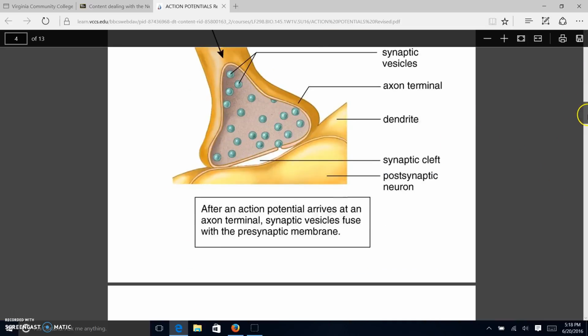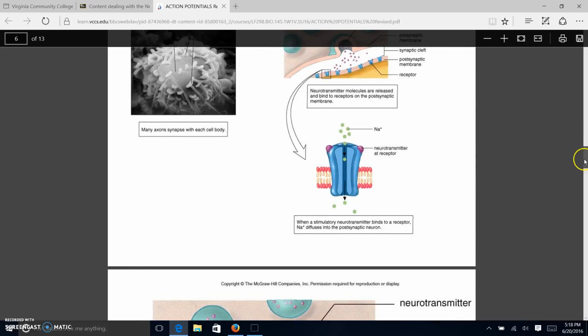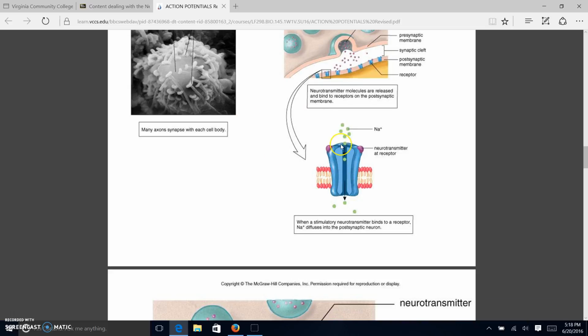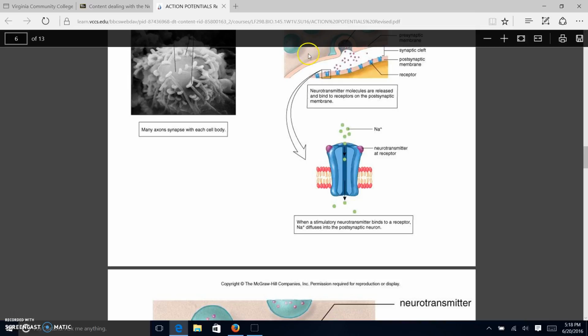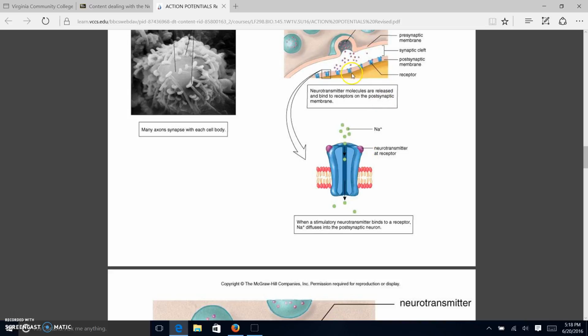Okay. Now, so here we actually see sodium coming in because the neurotransmitters have opened. The neurotransmitters were released from the presynaptic cell axon. They came down, they opened up these doorways so sodium could come in. Now I'm changing the voltage inside the cell.